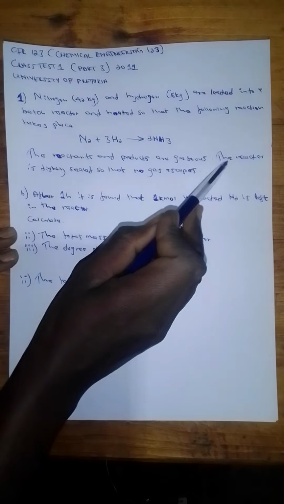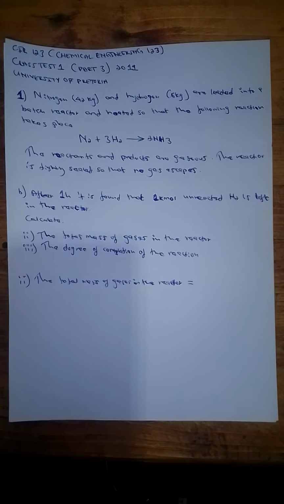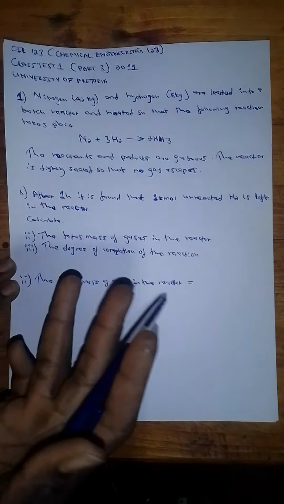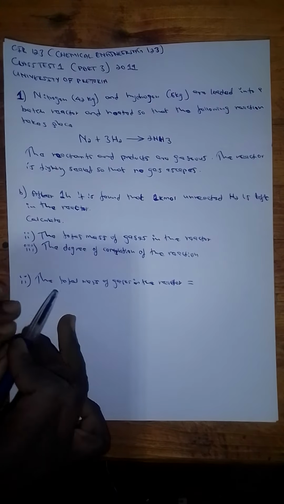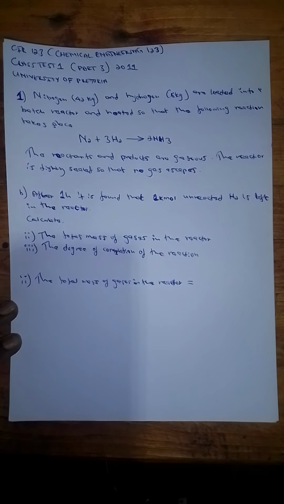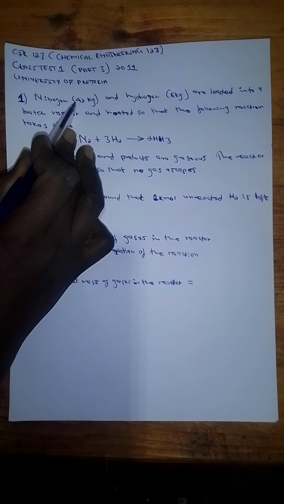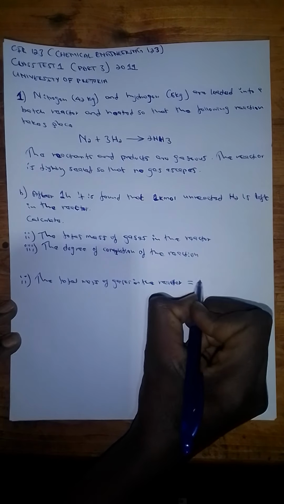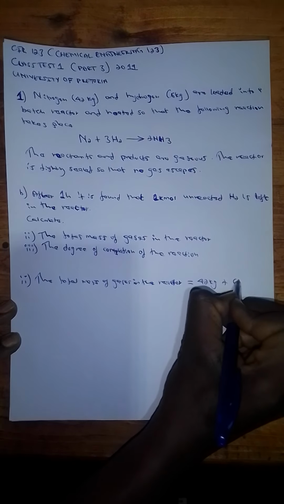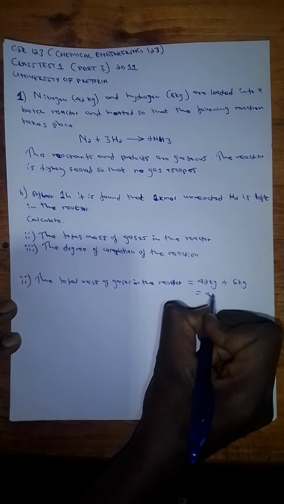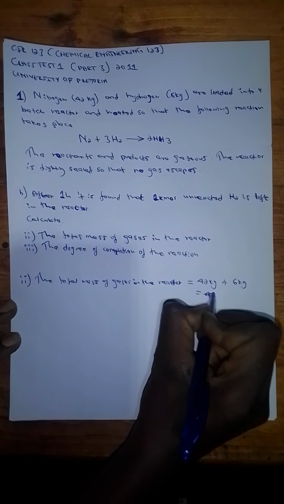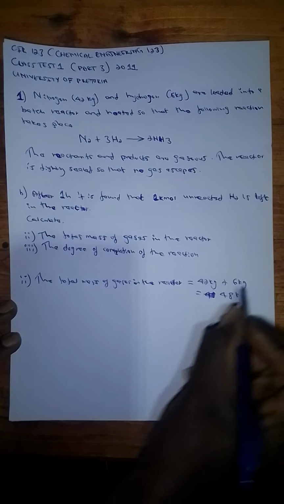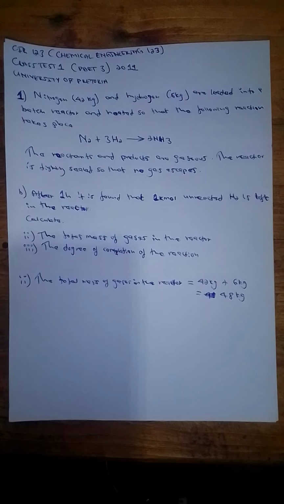The second point says the reactor is tightly sealed so that no gas escapes. This tells us that it's a closed system. So the initial mass that was put in the system is still the mass that will be there after the reaction, because nothing left. That means the total mass of the gases in the reactor is the original masses loaded in the reactor, which is 42 kilograms nitrogen and 6 kilograms hydrogen. So 42 kilograms plus 6 kilograms equals 48 kilograms. That is the total mass of the gases in the reactor.